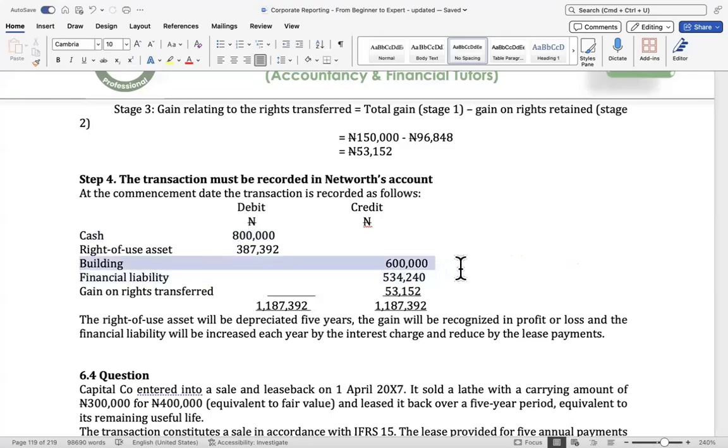Then the building that we derecognized, which is the carrying amount, credited, because we credit the asset. Then both the financial liability, that is the lease liability and the loan together, 534. Then the gain on right retained, 53,000. You see that the debits and the credits will balance up.